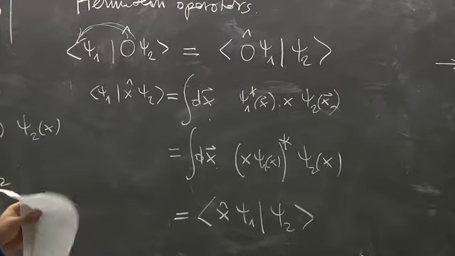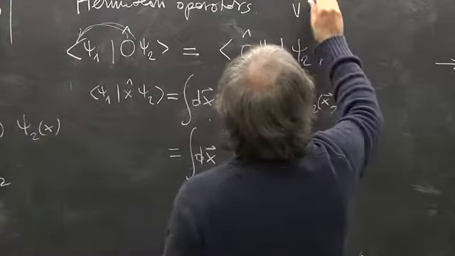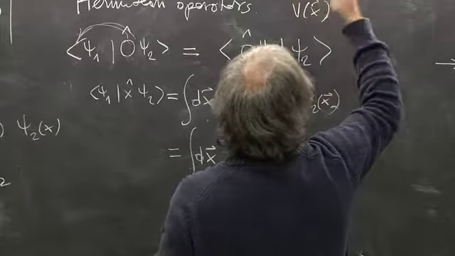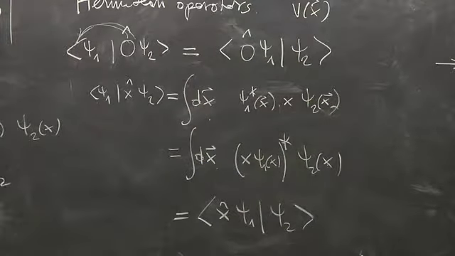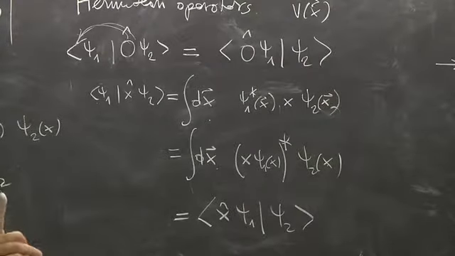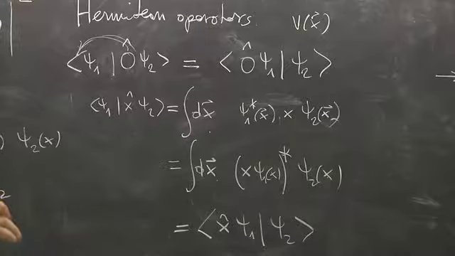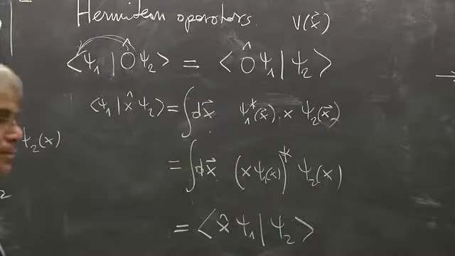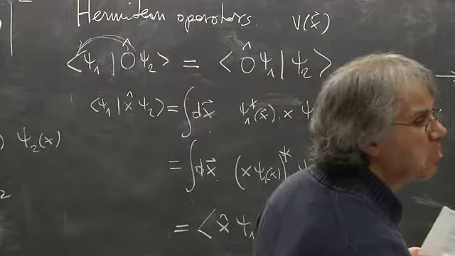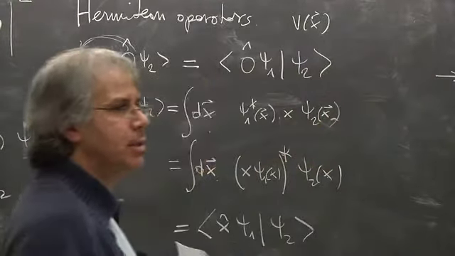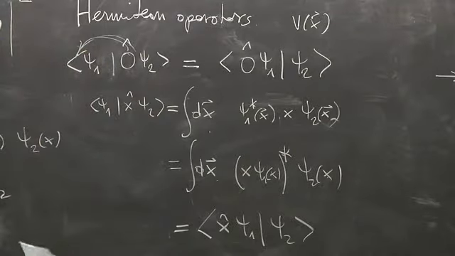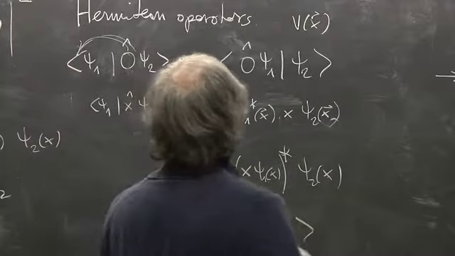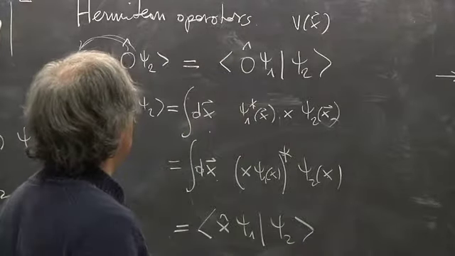So all potentials, V of x, which are powers and whatever functions of the positions, are also Hermitian because they are real. Not a complex potential, by the way. Okay? So if the potential has an imaginary part, that is not a Hermitian operator. We'll never really encounter complex potentials, although they have been introduced. That doesn't matter, okay? I wouldn't know how to tell you much more than that.